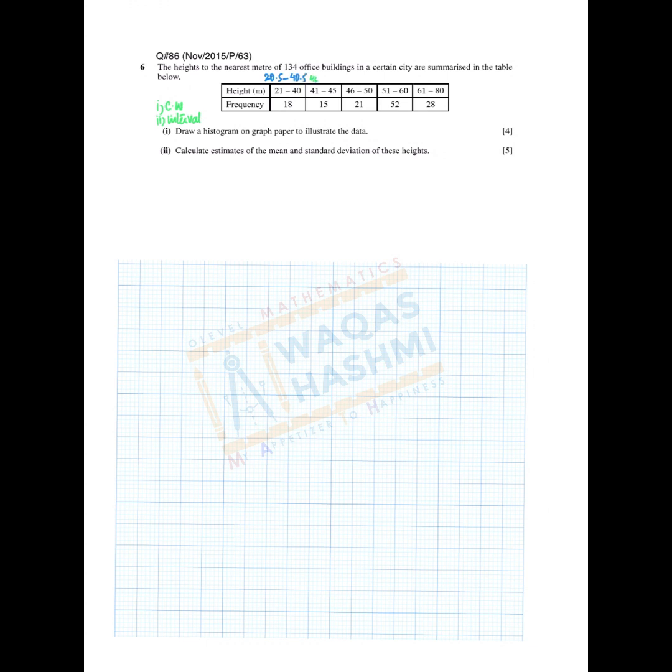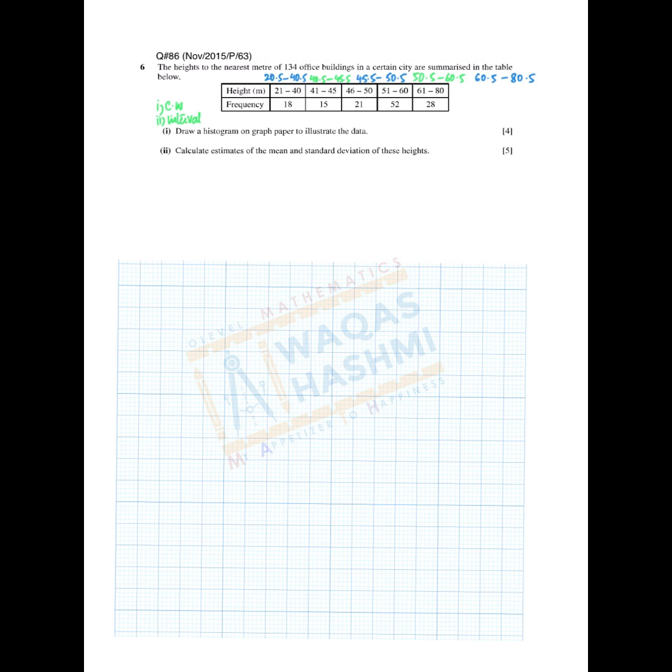So now it will be 40.5 till 45.5. After that, it will be 45.5 till 50.5. After that, it will be 50.5 till 60.5. And lastly, it will be 60.5 till 80.5. All right. We have found out the intervals, and the benefit of intervals is that now these two numbers are same, so that means we can construct the histogram now.